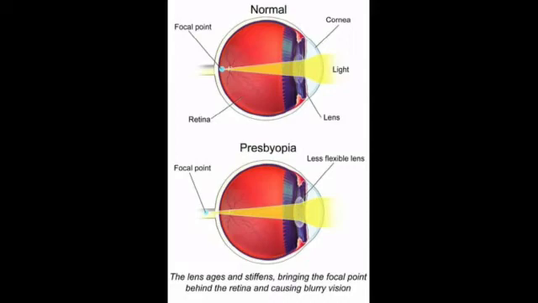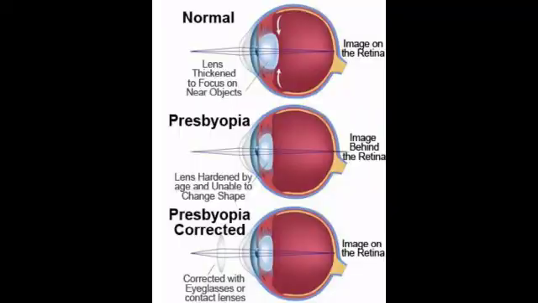Due to aging, the ciliary muscles become weak and the eye lens becomes rigid, that is inflexible, and so the eye loses its power of accommodation. Because of this, an aged person cannot see nearby objects clearly. So it is also called old age hypermetropia.